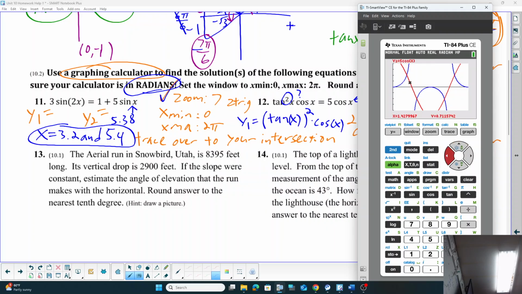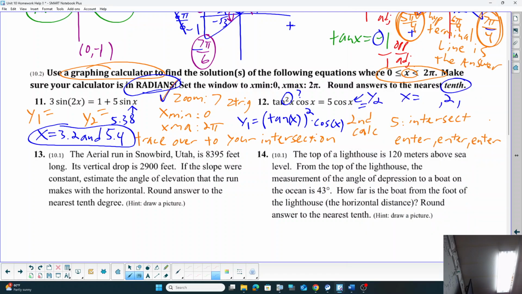Let me see here. So another one is way up here. And so second calc, intersect, enter, enter, enter. So that's going to be about 1.15 or 1.2. So 1.15 or 1.2 is our answer. So you find the other two. You got this. Try it on your own. You can do intersection with your calculator.